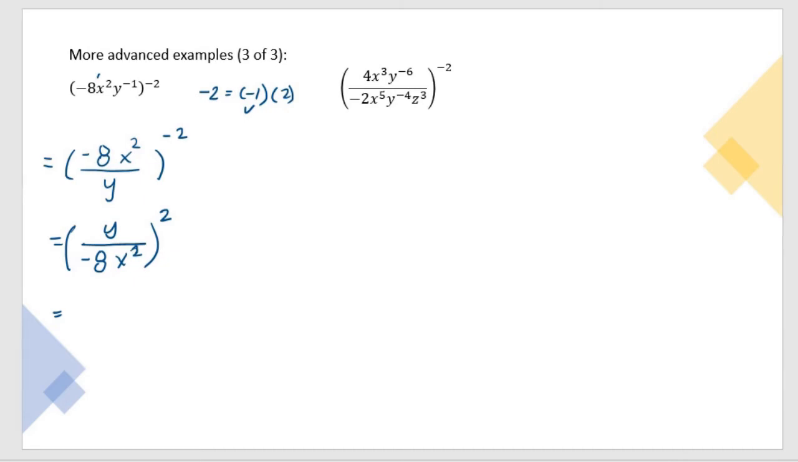In any case, we have one more step to go here, and that's to raise everything inside the brackets to the power of 2. And the only one we really need to be careful of here is this -8. Be sure to tuck that -8 into brackets because both the negative and the 8 should be squared. And then the x is already squared. We're going to square it a second time. So as a final answer, when we tidy it up, we have y squared divided by positive 64 x to the power of 4.